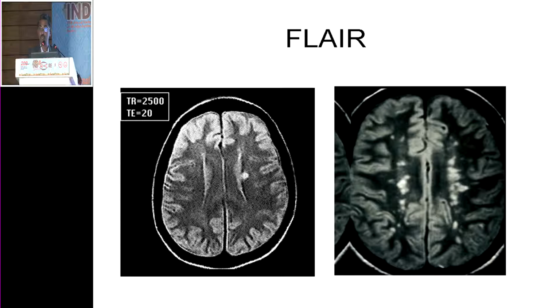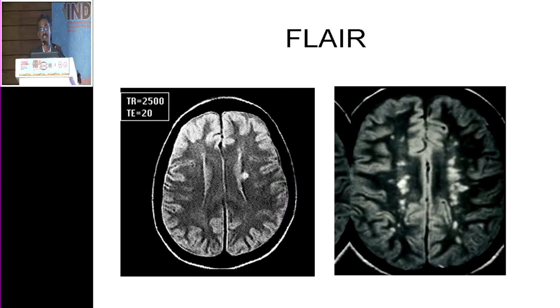So we need to suppress the fluid, and that is what this T2 FLAIR does. Similarly, you can see these bright hyperintense signals, the multiple sclerosis plaques, after suppressing the fluid in the ventricles, and that's how the FLAIR images help us to pick out all these multiple sclerosis lesions.